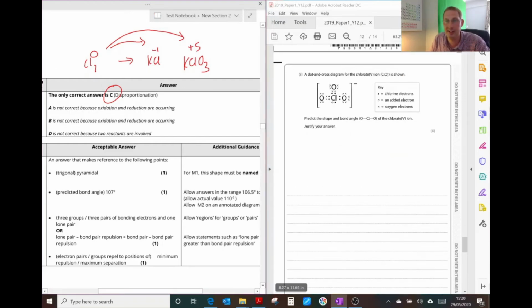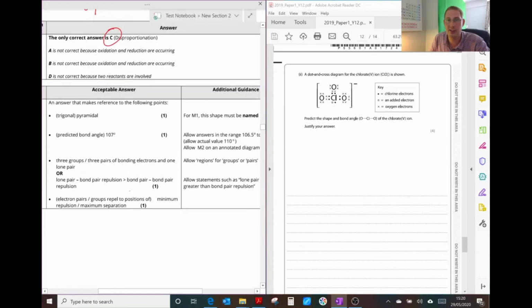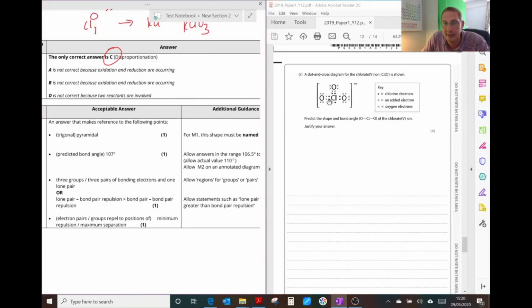Predict the shape and bond angle of the chlorate ion. Justify your answer. Okay, so here we can see that there's a double bond there, single bond there, and a lone pair. So around that chlorine you've got 1, 2, 3, 4 things. Lone pair, double bond to the oxygen, double bond to the oxygen, and a single bond to the O- there. So because of this, it's going to be based on tetrahedral, but you can't see the lone pair.